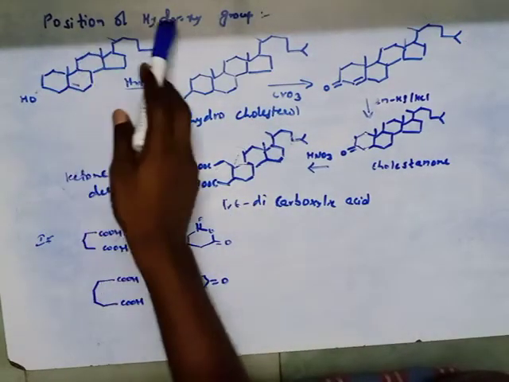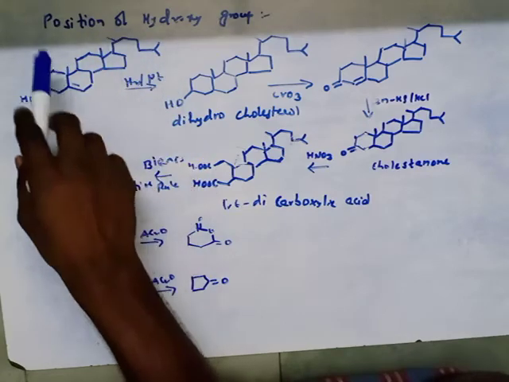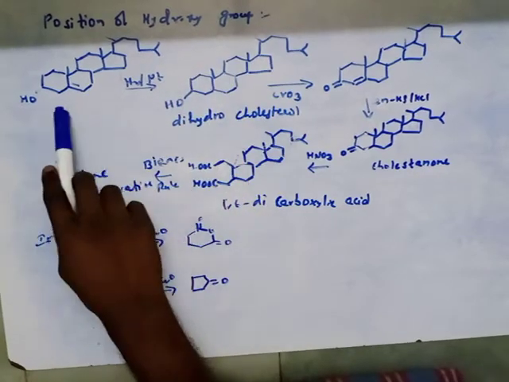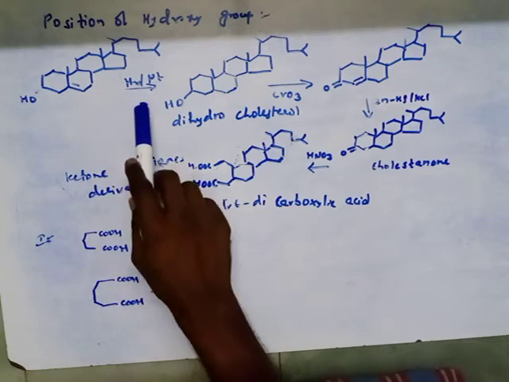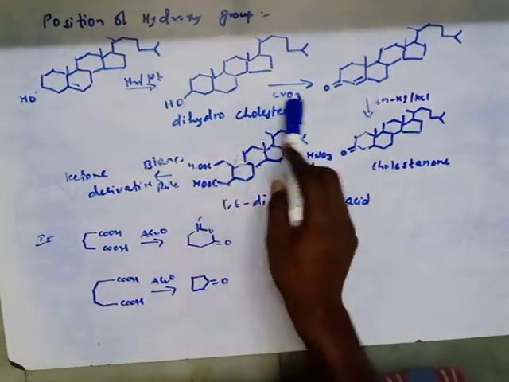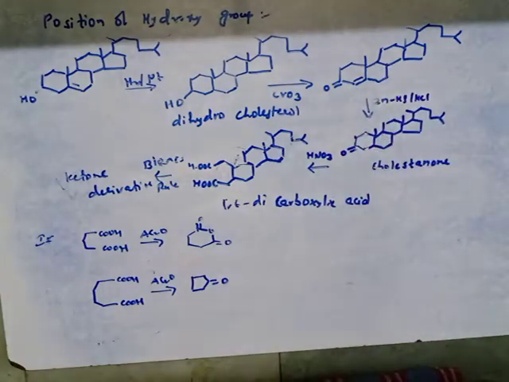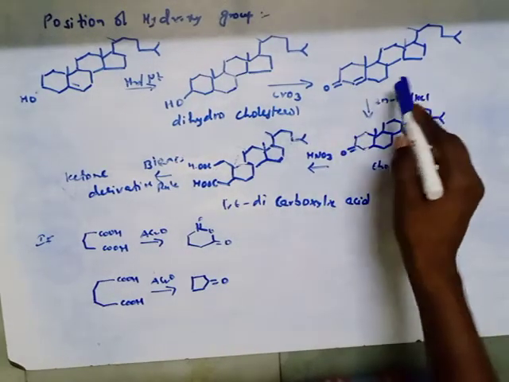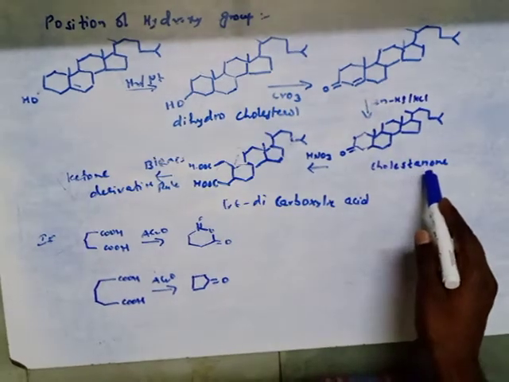Now we are finding out the position of the hydroxy group. So we have the position of the hydroxy group, and this is the cholesterol structure. It will undergo catalytic hydrogenation to form dihydrocholesterol, which can undergo oxidation to form the cholestanone structure. Okay, this is the structure. This one undergoes Clemmensen reduction to form the hydrocarbon.